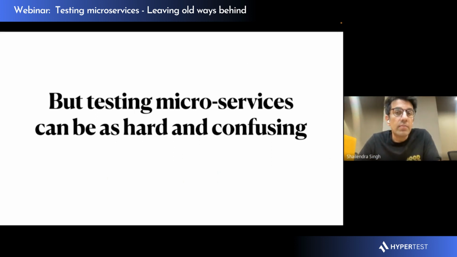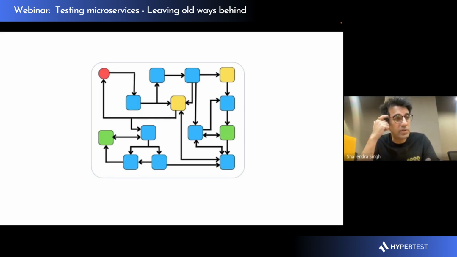But the core question now is that when you decide to move to microservices, testing them can become as hard and confusing as testing the monolith was, if you continue to rely on the old ways. And there are simple reasons for that. A microservice environment is full of a large number of small moving units that are completely independent and can be deployed independently.